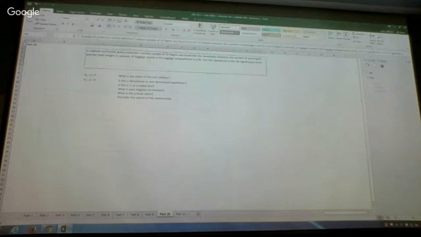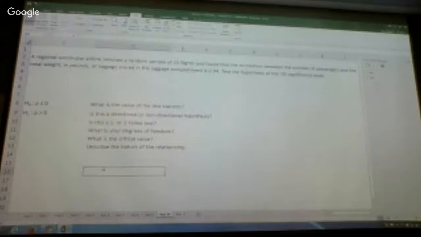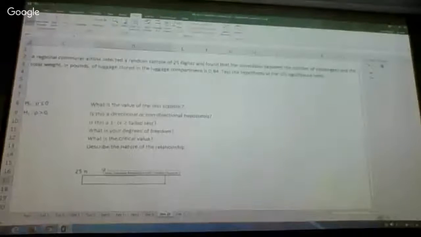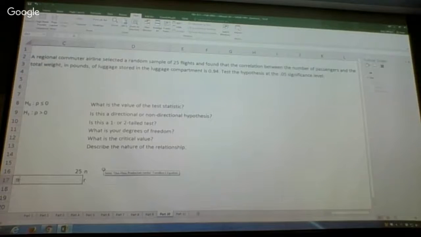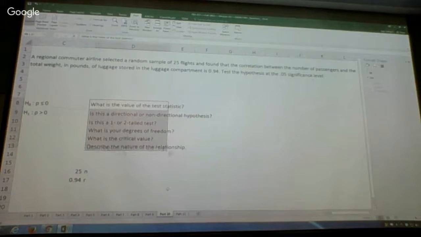A regional commuter airline selected a random sample of 25 flights. Sample size is 25, n is 25. And found that the correlation between the number of passengers and the total weight in pounds of luggage stored is 0.94. r is 0.94. We want to test this hypothesis at the 0.05 significance level with these 6 things.